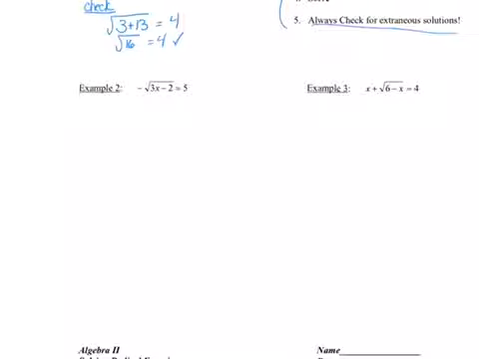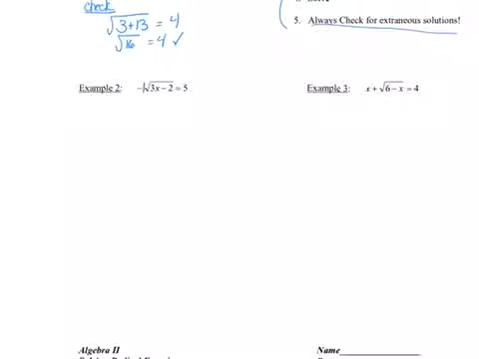So first thing with example 2 is you have to make sure that the radical is isolated. Isolated means there shouldn't be anything being added or subtracted outside of the radical, or even multiplied or divided outside of that radical. So if you notice, we have this -1 out front, so we still need to isolate this radical. So we want to move that -1 to the other side.